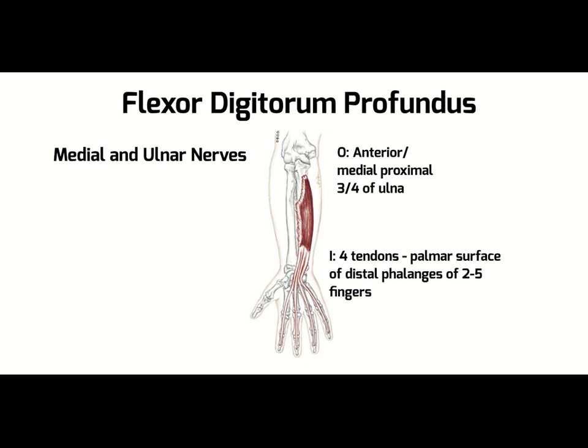And just like with the Flexor Digitorum Superficialis, it flexes the 2nd through 5th fingers, but this time we see the metacarpophalangeal, proximal interphalangeal, and distal interphalangeal joints being flexed, and it also helps with wrist flexion.